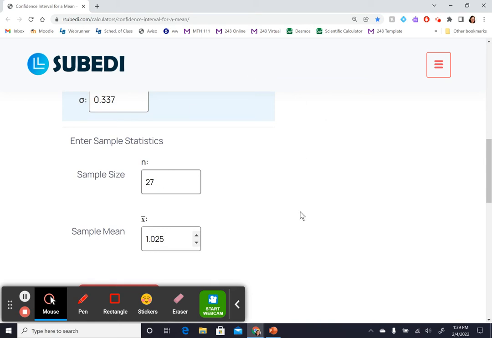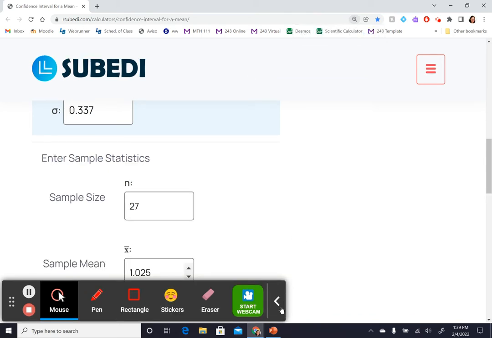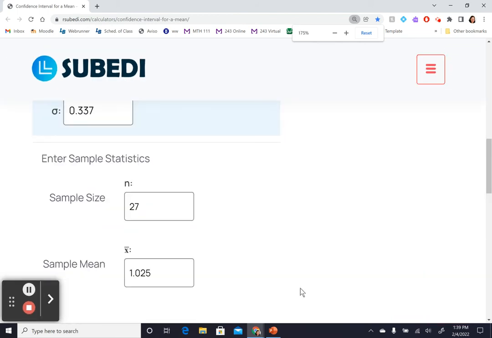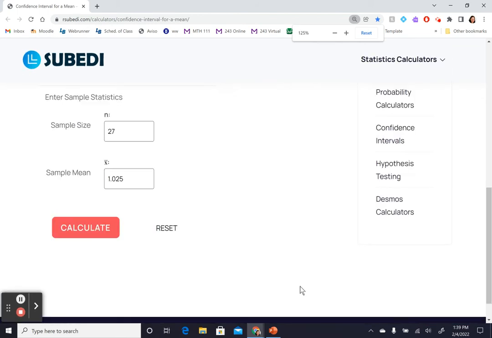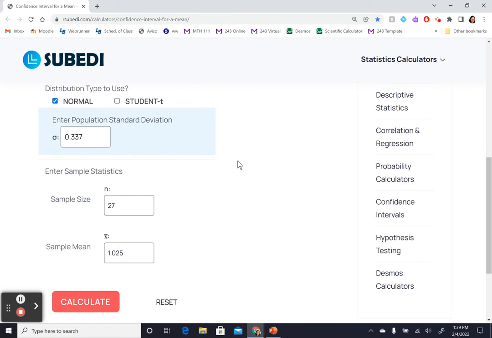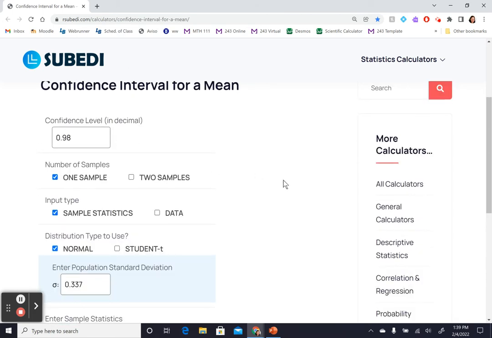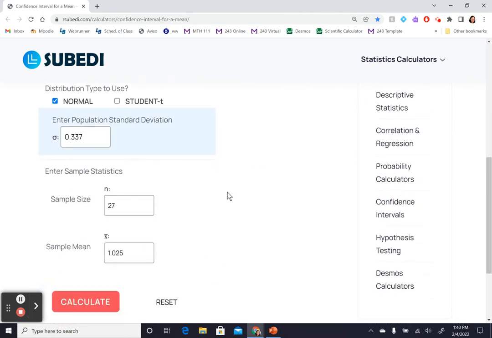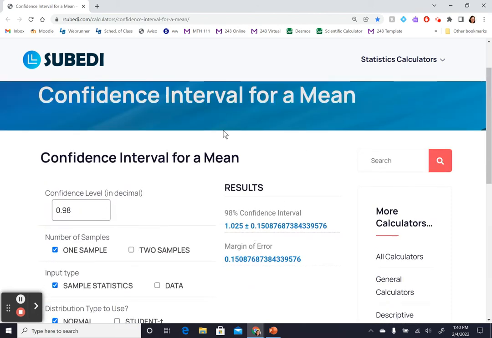So it's going to go behind the scenes and do all the stuff that you would normally do. It's going to do exactly the same things we just did. Find the normal distribution, find the percentiles based on what you set your confidence level to be. But it's a little bit faster. It's not so many calculations for you. You hit calculate and the results come up here. It says a 98% confidence interval is 1.025, which was our mean, plus or minus this computed margin of error, 0.1508 or 1509.